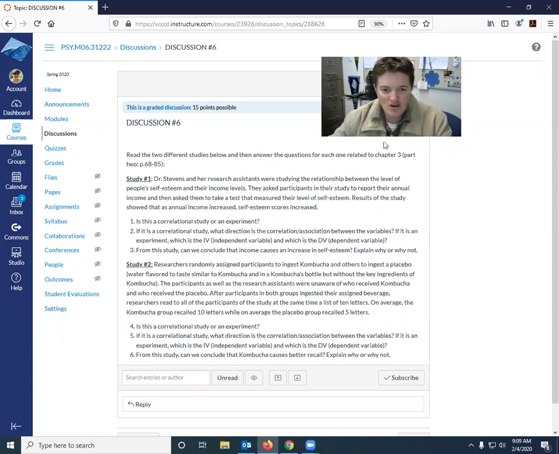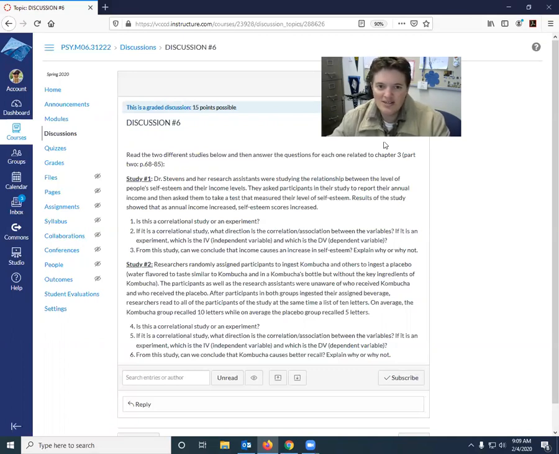Dr. Stevens and her research assistants were studying the relationship between the level of people's self-esteem and their income levels. They asked participants in their study to report their annual income and then asked them to take a test that measured their level of self-esteem. Results of the study showed that as income increased, self-esteem scores increased as well.